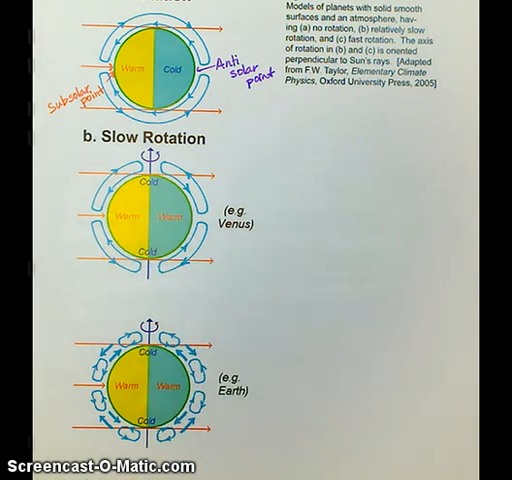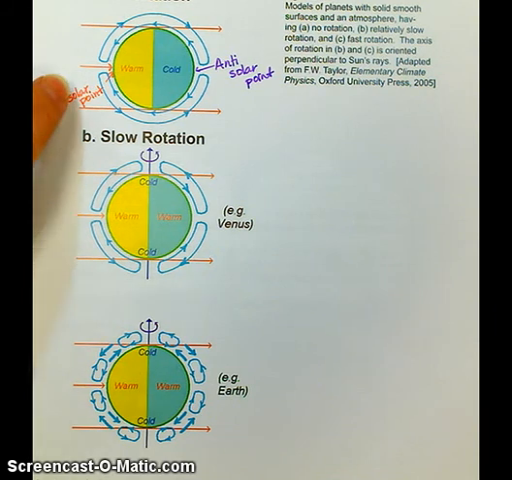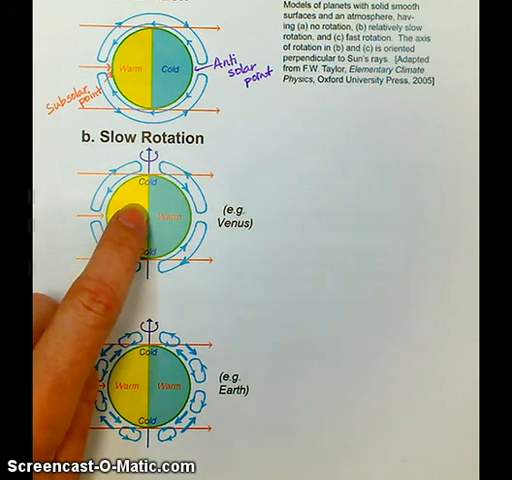So look at question number 6. The relatively slow rotation of the planet is adequate to cause the axis of symmetry for the atmosphere's general circulation to shift from what it was in figure A until it coincides with the axis of rotation. Okay?